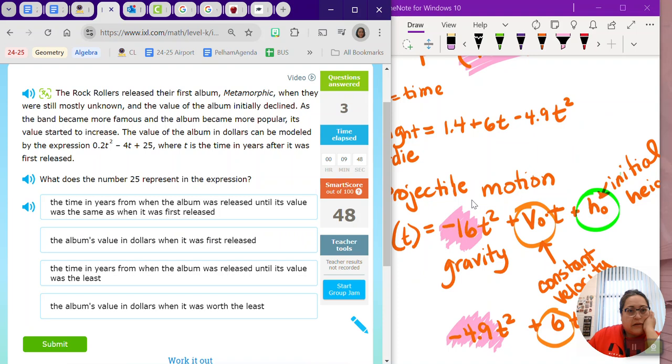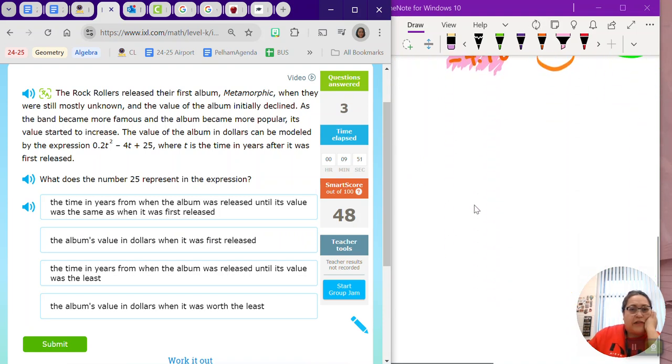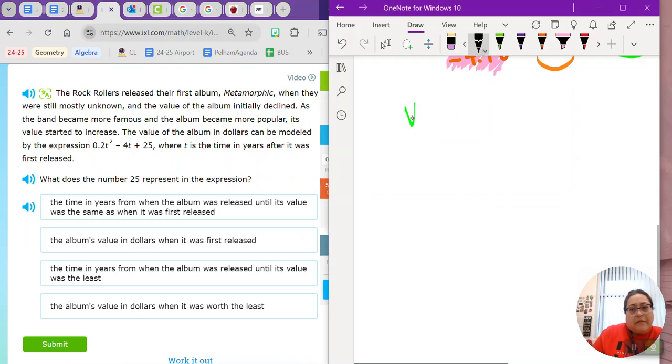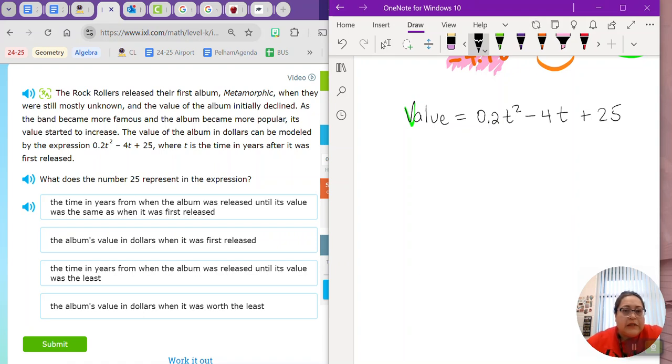All right, the Rock Rollers released their first album, Metamorphic, when they were still mostly unknown, and the value of the album initially declined. As the band became more famous, the album became more popular and it started to increase. The value of the album can be modeled by this expression. T is time.